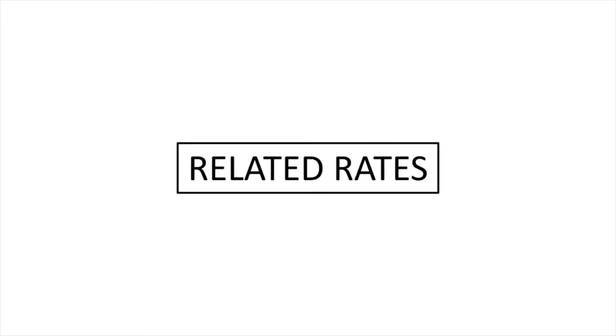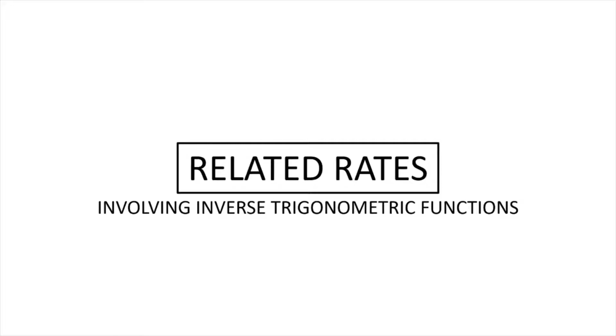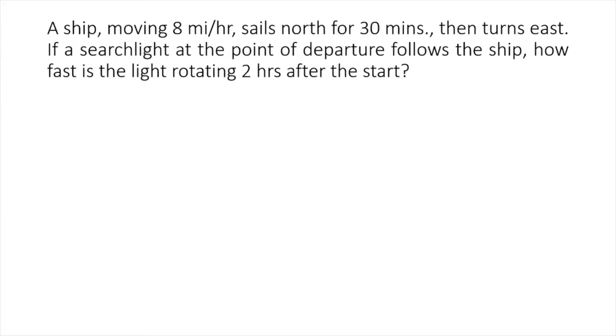In this video, we're gonna work on a related rates problem using inverse trigonometric functions. Here's the problem. A ship moving at a constant speed of 8 miles per hour sails north for 30 minutes and then turns east. If a searchlight at the point of departure follows the ship, how fast is the light rotating 2 hours after the start?